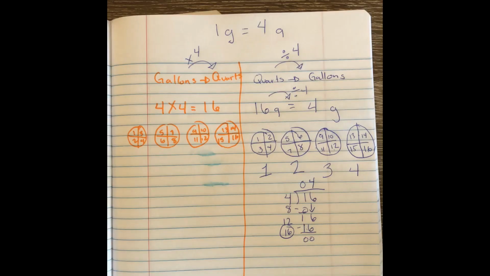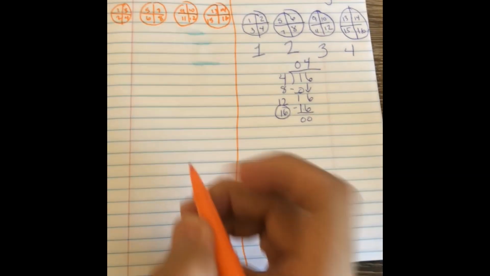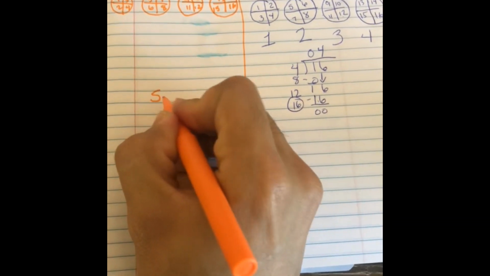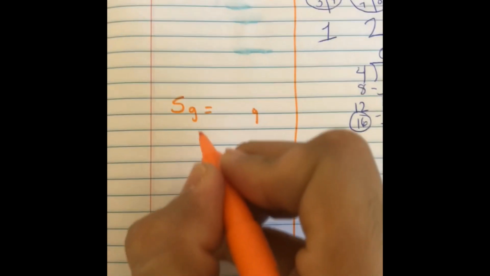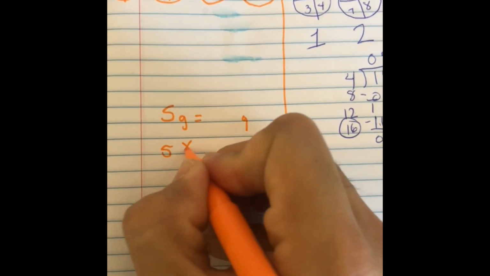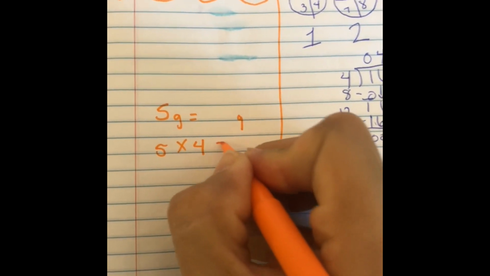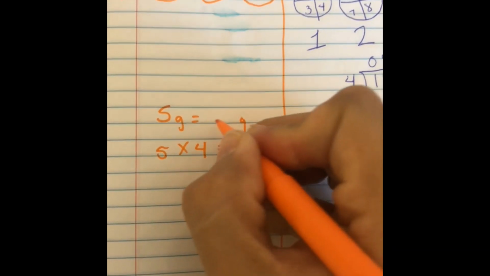Here are the pictures of the notes so far. If you got lost, go ahead and pause it right here and copy those down. All right, let's keep going. Let's convert 5 gallons into quarts. Let's see how many that's going to be. Well, you're going to have to multiply 5 times 4, which equals 20.